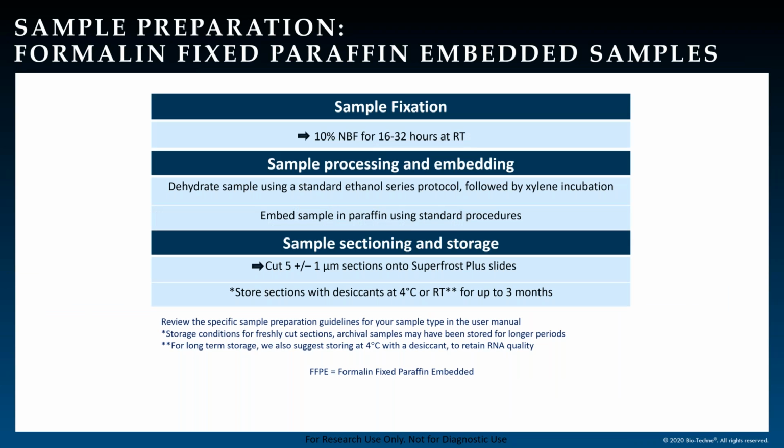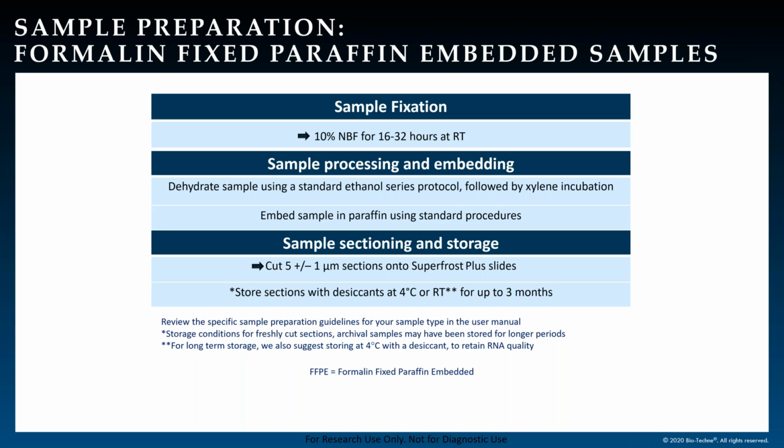As I showed previously, it is important to review the sample-specific pretreatment recommendations, as well as sample preparation, for optimal success with the miRNAscope assay. Here is an example of recommended sample preparation. With FFPE samples, we recommend fixing in 10% NBF for 16 to 32 hours at room temperature. Once your samples are processed and embedded, the recommended sample thickness is 4 to 6 microns, and we also recommend that the tissue is mounted onto SuperFrost Plus slides.